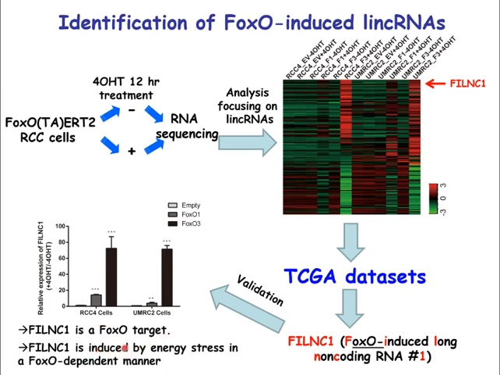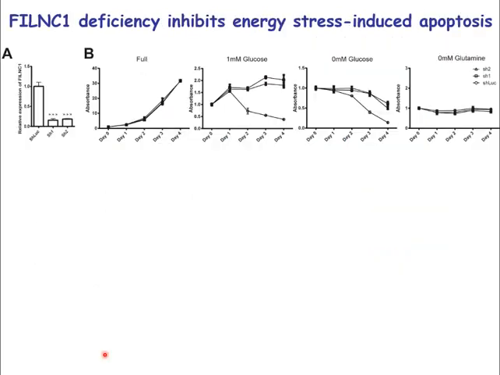It can be induced by glucose starvation in a FOXO-dependent manner. But what's really interesting is the function of this non-coding RNA under energy stress conditions. For example, we generated knockdown cells of this non-coding RNA in kidney cancer cells. If you culture those cells in different media, under the full medium condition, with glucose and glutamine and other nutrients, you don't see much difference. But under the glucose limiting condition, the knockdown cells are in much better condition.